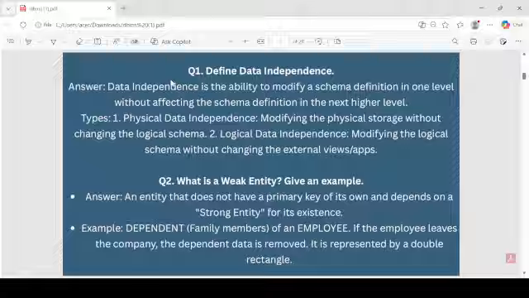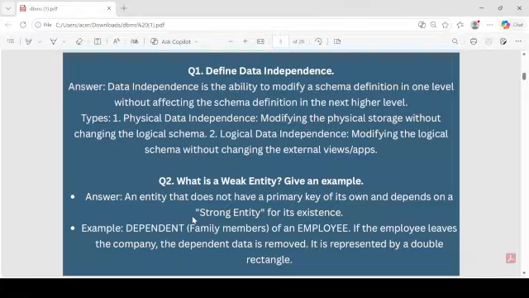So data independence is the ability to modify a schema definition in one level without affecting the schema definition of the next level. These are of two types: physical data independence and logical data independence. In physical data independence, modifying the physical storage without changing the logical schema, and logical data independence will be modifying the logical schema without changing the external view. So this is data independence.